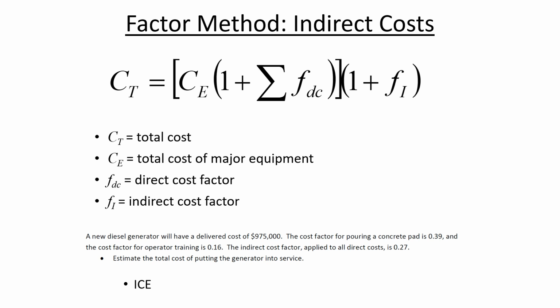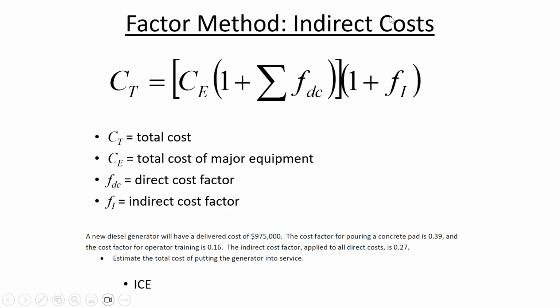So in the in-class exercise on the second page, it says that a new diesel generator will have a delivered cost of $975,000. Then we know the cost of pouring a concrete pad is usually 39% of the diesel generator's cost, and then training is 16%.